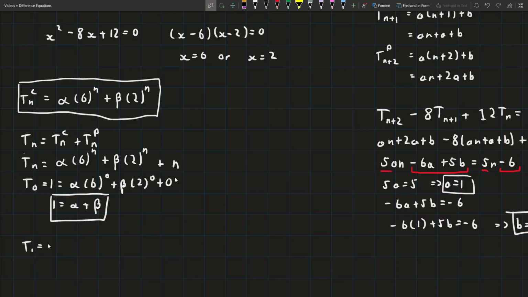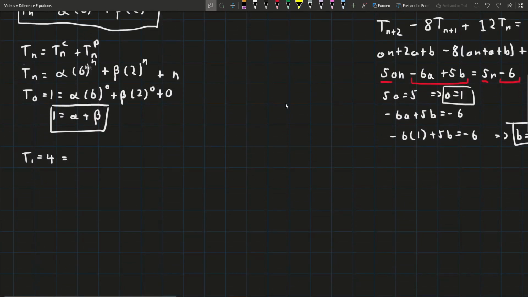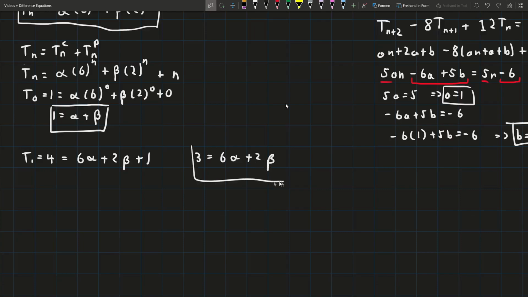We also know that t1 is 4, which is given in the question. And that's going to be equal to, replace all the n's here with a 1, because it's the first term. We'll have 6 alpha plus 2 beta plus 1, or in other words, 3 is equal to 6 alpha plus 2 beta. All right? And now we can solve these equations simultaneously.